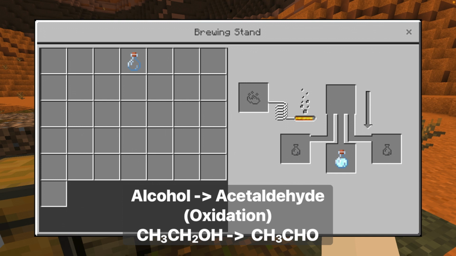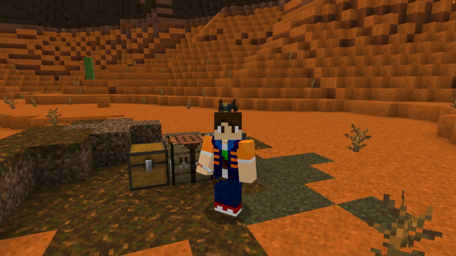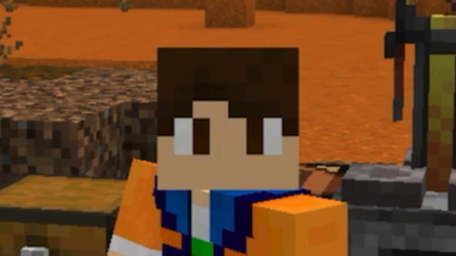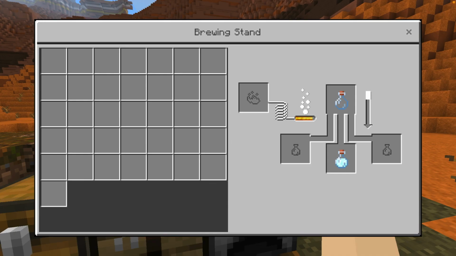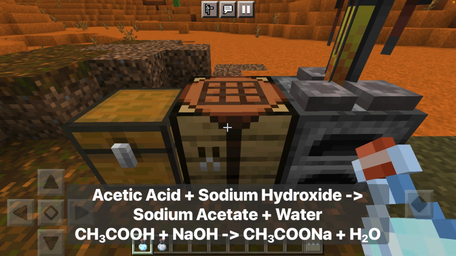And in real life, when adding oxygen to alcohol, it will convert it to something called an aldehyde. Now, I know having it isn't exactly relevant, but you know, gotta make it as realistic as possible. And then all you have to do is add oxygen to the aldehyde, and that will create acetic acid. You can also use acetic acid to make acetate salt.